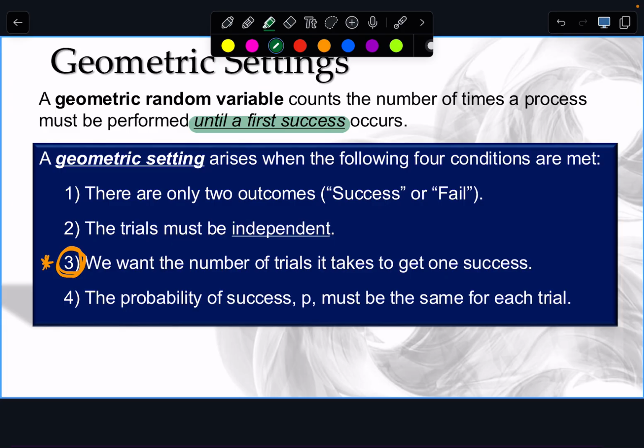As far as the types of problems we're going to be doing, it's going to be a lot like what we did yesterday. Here's a scenario. Is it geometric? Can we check the four conditions? Are they all met? If one or more of the conditions aren't met, we make sure we specify it's not geometric because this is happening, so it's not independent, we have a fixed number of trials, there's more than two outcomes, whatever the case may be.